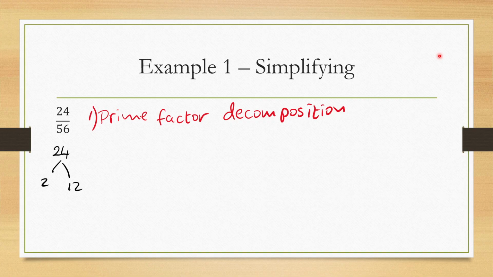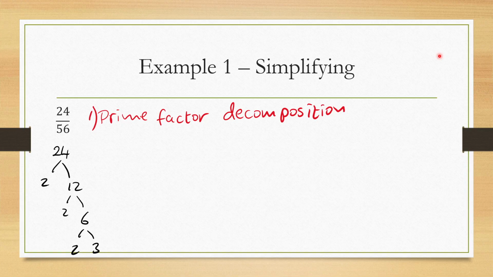2 can't be broken down any further, so you break down 12. When you break down 12, you break that down into 2 and 6. 2 can't be divided into anything further, so you break down 6. And 6 can be broken down into 2 and 3.